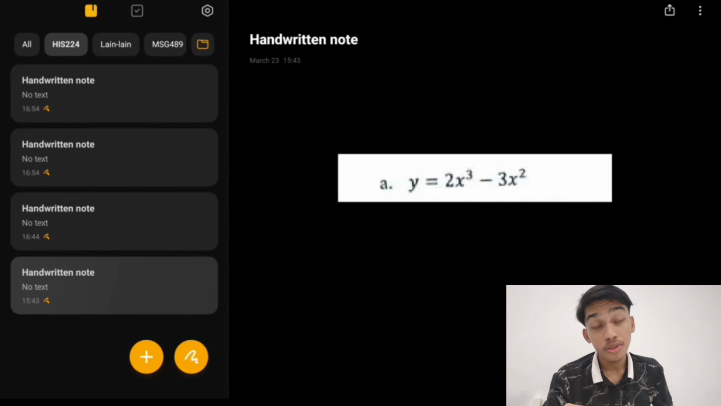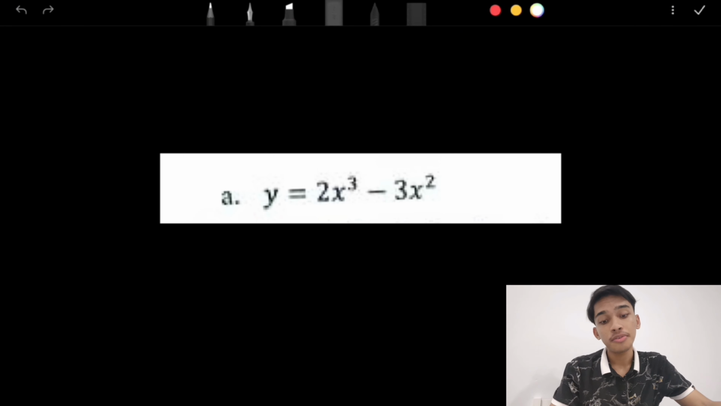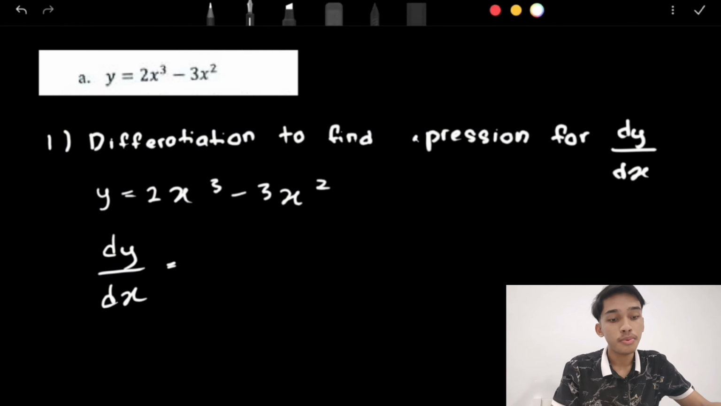Okay, now we are moving to the question. First is question A. The question is y equals x to the power of 3 minus 3x to the power of 2. First, we must differentiate to find the expression for dy over dx. After we differentiate, we get 3x squared minus 6x.